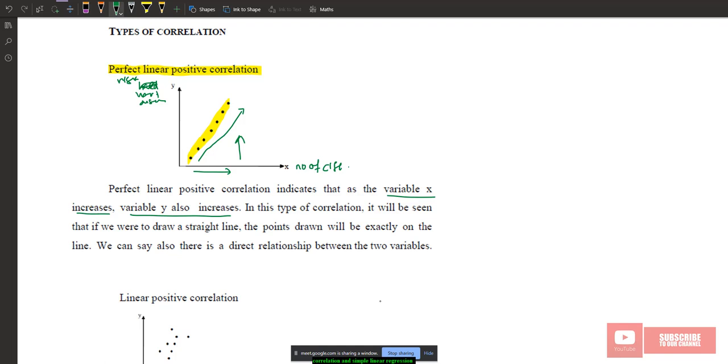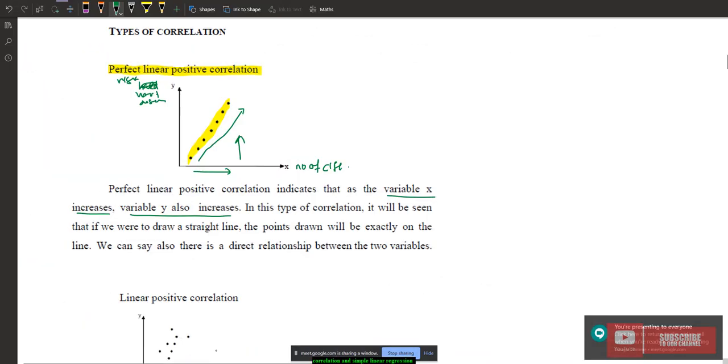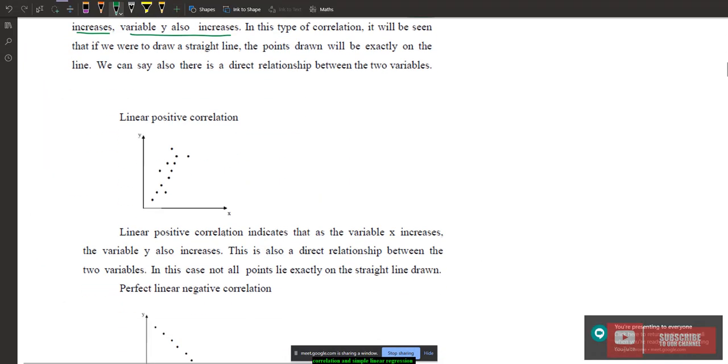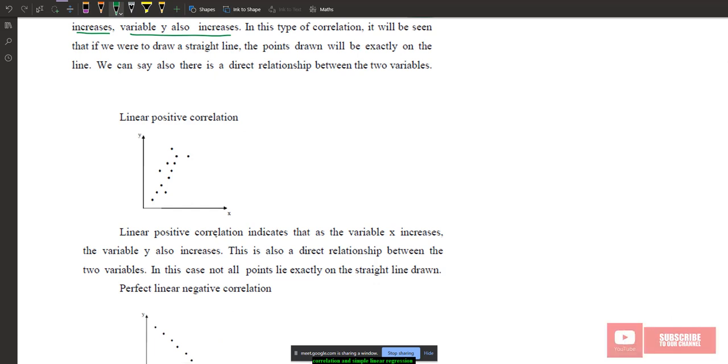So when you smoke more cigarettes, the risk of getting heart disease also increases, right? So this is what a perfect linear positive correlation is all about. Another type of scatter diagram is this type. The data are scattered, but we can see the trend is upward, increasing from left to right. So this is also what we call a linear positive correlation.